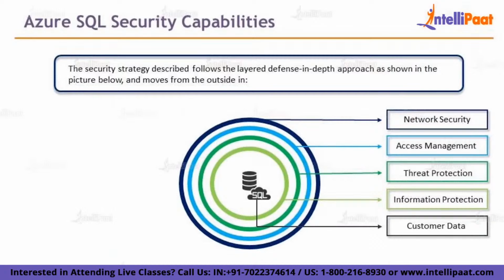Then you have information protection. Information protection means you can have row level security in Azure SQL. That is something that is already baked in on premises. You can perform row level security, and that is also available in Azure SQL. And finally, the customer data. This is the core of any database, where the data that the customer has will always be secure. So there are different layers of security which Azure SQL provides.